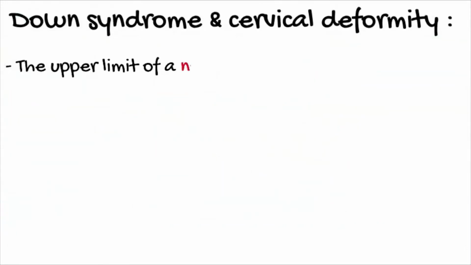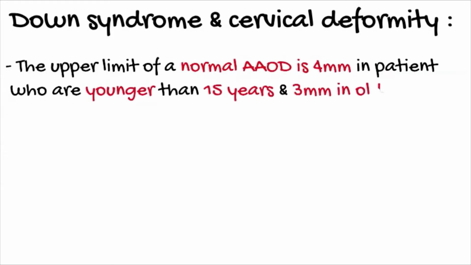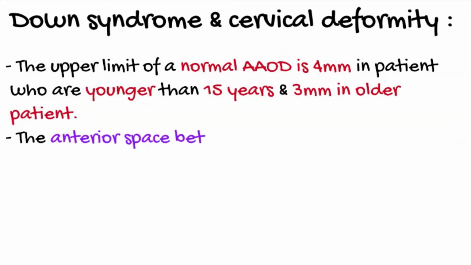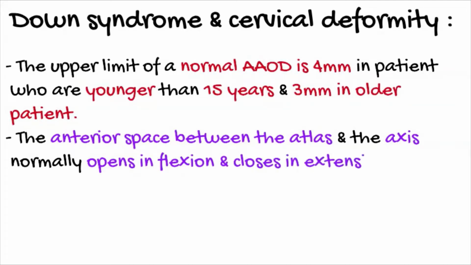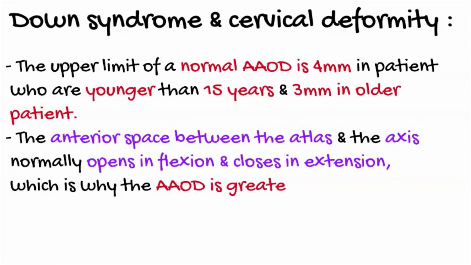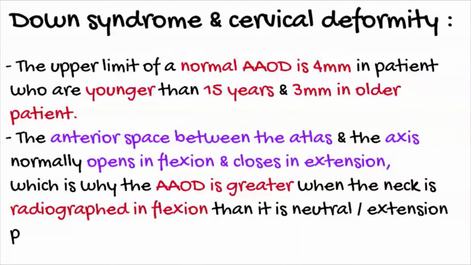The upper limit of a normal anterior atlanto-odontoid distance is 4 mm in patients who are younger than 15 years and 3 mm in older patients. The anterior space between the atlas and the axis normally opens in flexion and closes in extension, which is why the AAOD, anterior atlanto-odontoid distance, is greater when the neck is radiographed in flexion than in neutral or extension position.